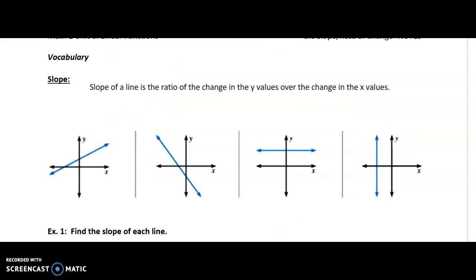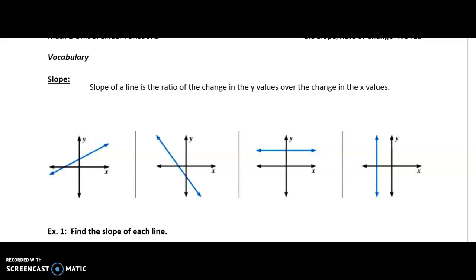All right, so let's define the slope. The slope of a line is the ratio of the change in the y values over the change in the x values. Sometimes people like to simplify the definition of slope as the slant of the line. Mathematically, it is the ratio of the change in the y values over the change in the x values.